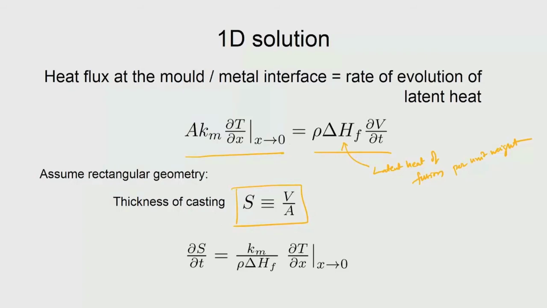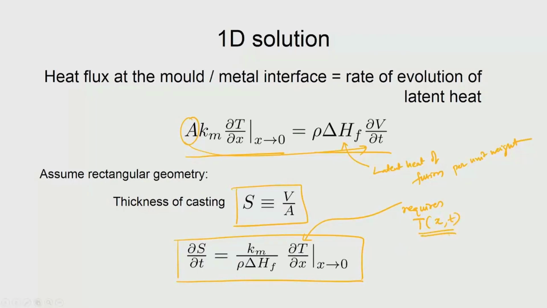Okay. Now we can see this expression and manipulate it to see that you take the A to the denominator there, and you can see that dou S by dou T is nothing but Km by rho into delta Hf into dou T by dou X evaluated at x is equal to 0, which means that this requires T as a function of x, okay, or maybe also T, okay, but we need this functional form, and for that we basically lean on the solution that we just now obtained.